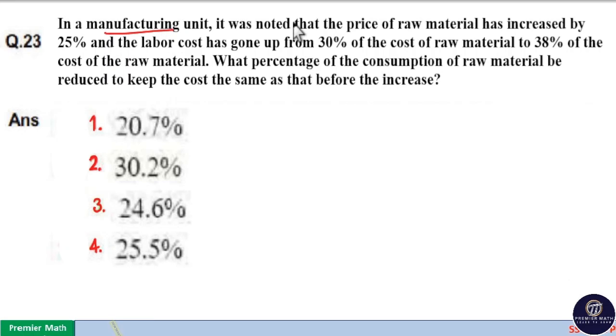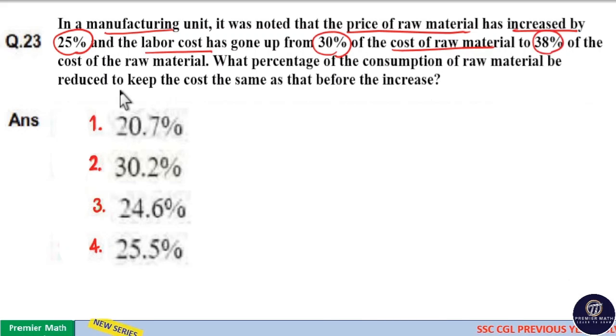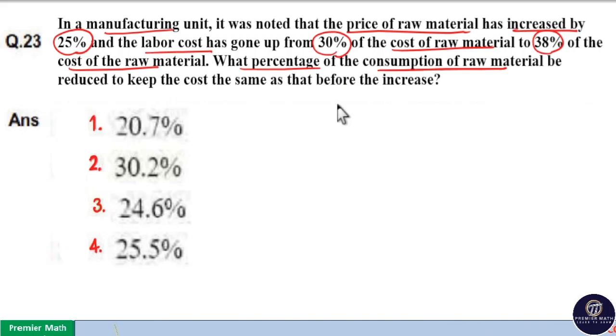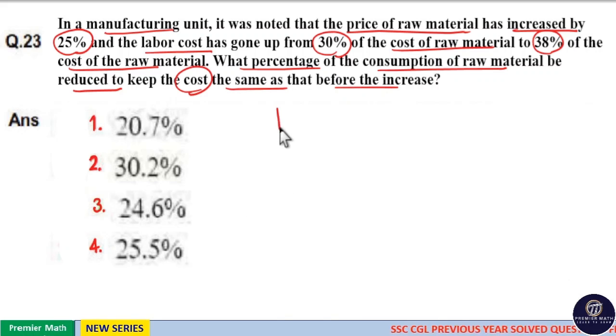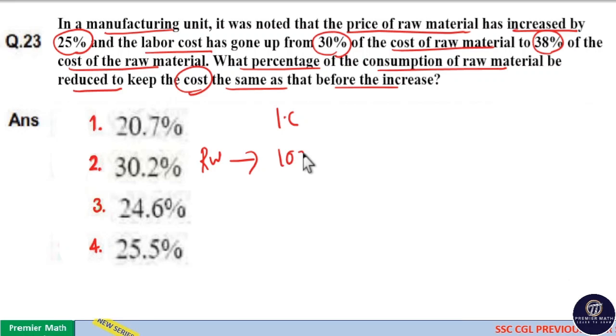In a manufacturing unit, it was noted that the price of raw material has increased by 25% and the labor cost has gone up from 30% of the cost of raw material to 38% of the cost of raw material. What percentage of the consumption of raw material should be reduced to keep the cost the same as that before the increase? Here, consider the initial cost of raw material as 100 rupees.